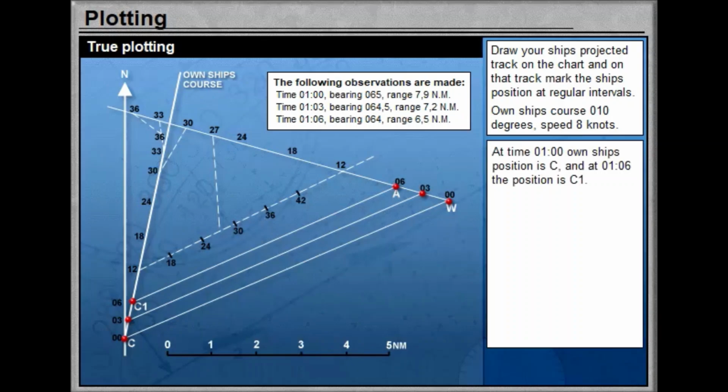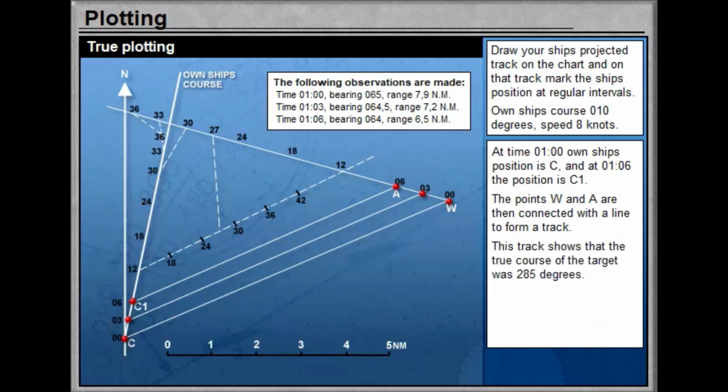At time 0100, own ship's position is C, and at 0106, the position is C1. The points W and A are then connected with a line to form a track. This track shows that the true course of the target was 285 degrees. The distance the target travelled in 6 minutes was 1.2 nautical miles, making its true speed 12 knots.